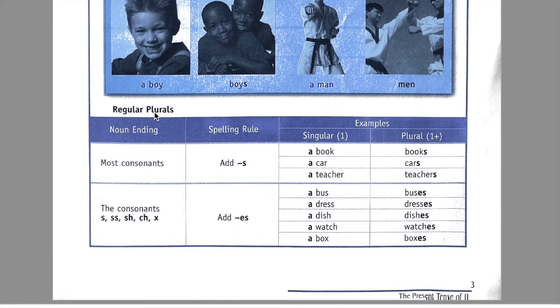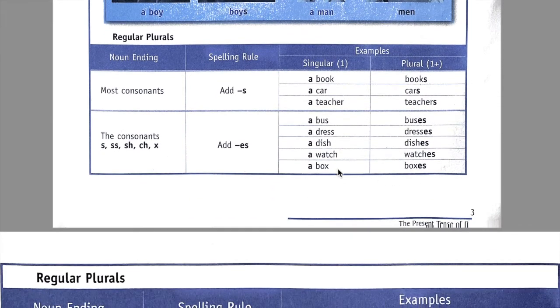So regular plural nouns, for most consonants, you just add an S at the end. Like a book becomes books. A car, cars. A teacher, teachers. Now, when the end of the word is S, double S, SH, CH, or X, we add an ES to the end, such as a bus, buses, a dress, dresses, a dish, dishes, a watch, watches, a box, boxes.